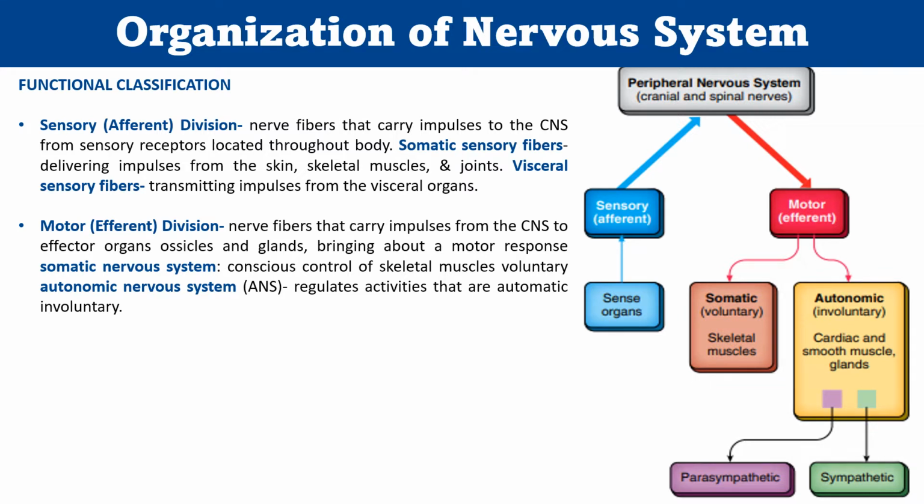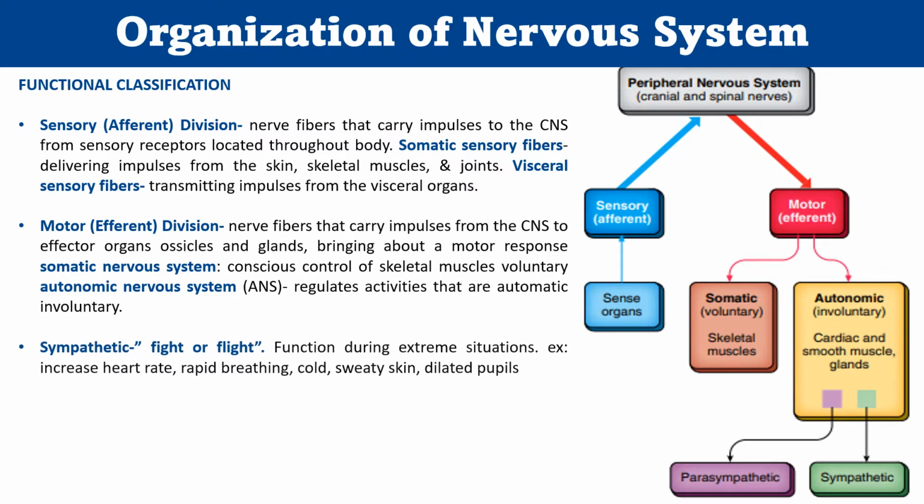So, the PNS is divided into two parts: the sensory or afferent division and the motor or efferent division. The sensory division includes the sense organs. The motor division is further divided into the somatic and autonomic nervous systems. The somatic nervous system is voluntary, while the autonomic nervous system is involuntary. The autonomic nervous system is further divided into the sympathetic and parasympathetic nervous systems.